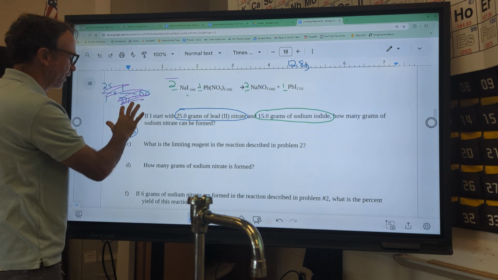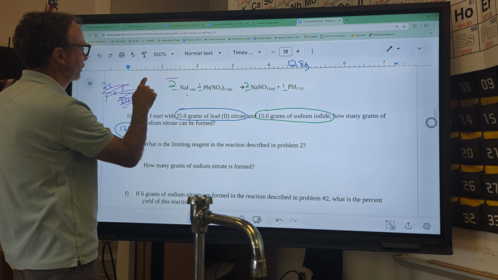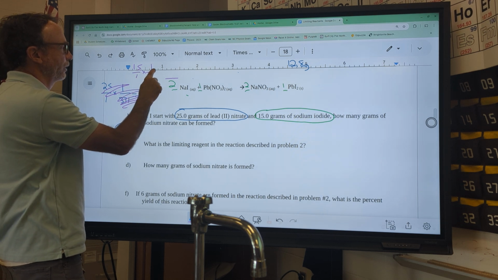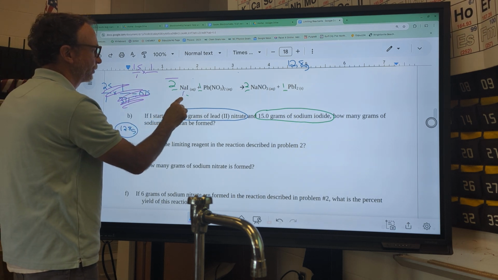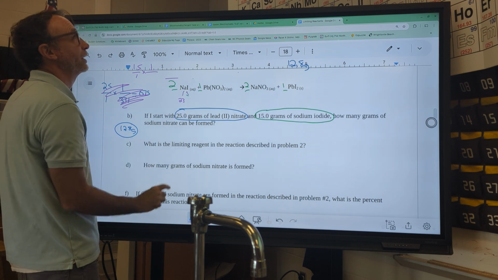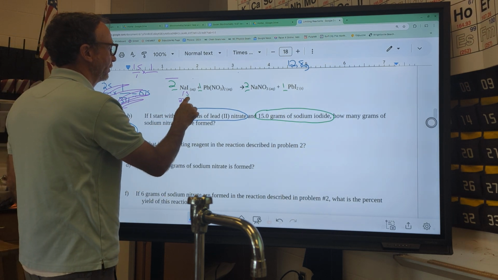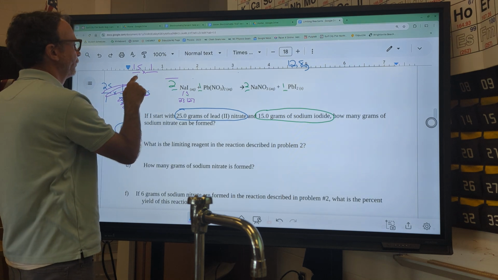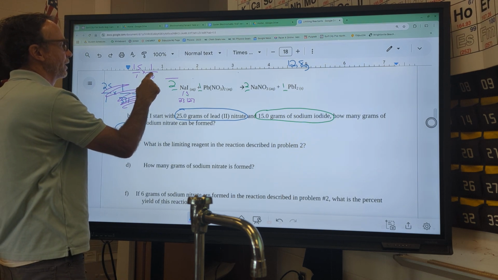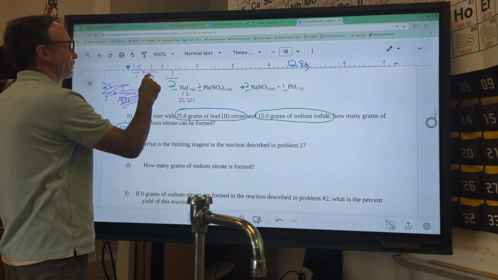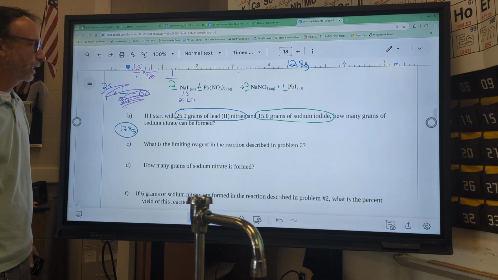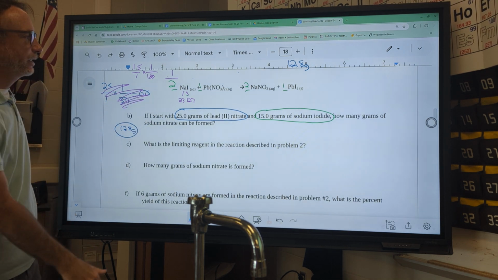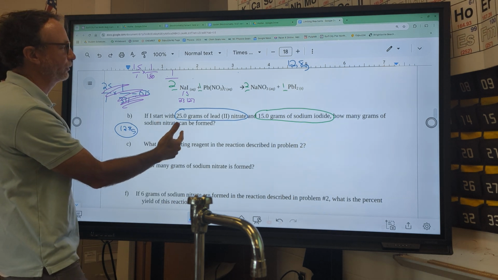This is the last step. So 15 grams of sodium iodide. 15 over 1 times 1 over. That's going to be 23, and iodine is 127. So that's 150. 15 over 150 equals 0.1. Okay? 0.1 moles. How many grams of sodium nitrate could be formed?